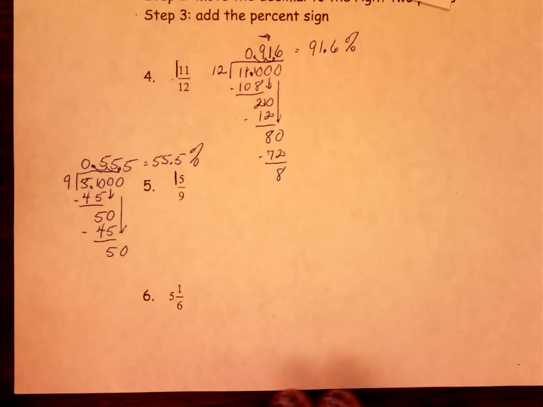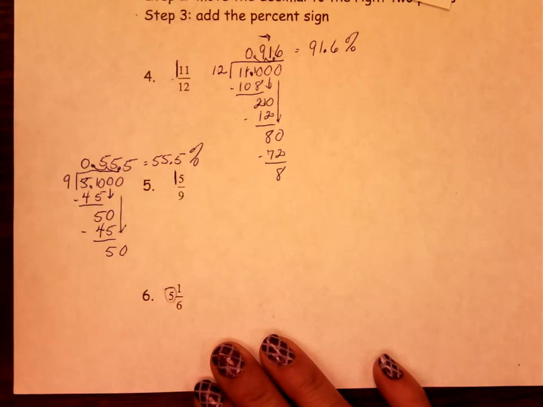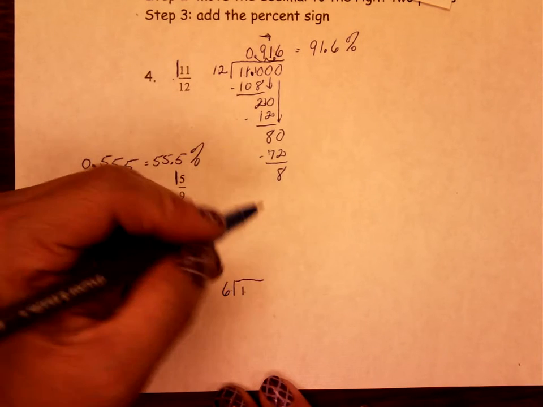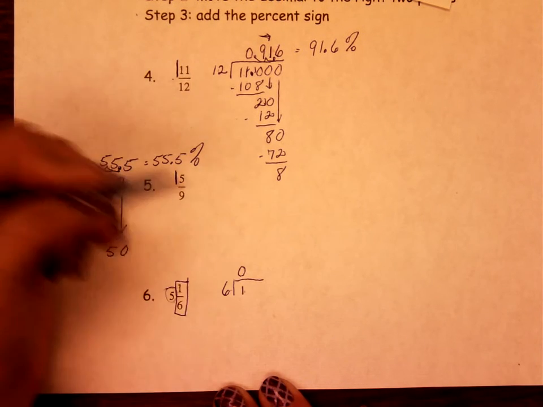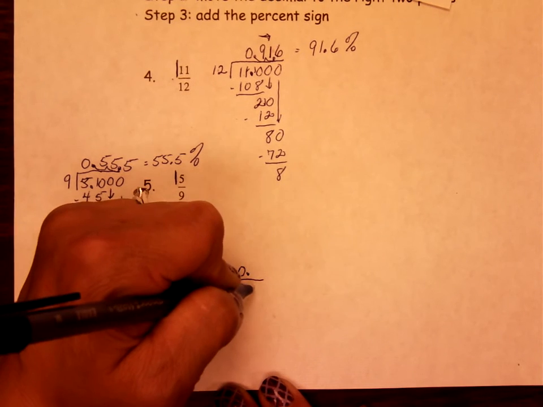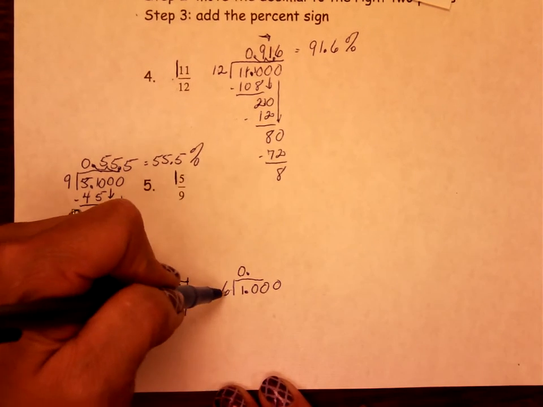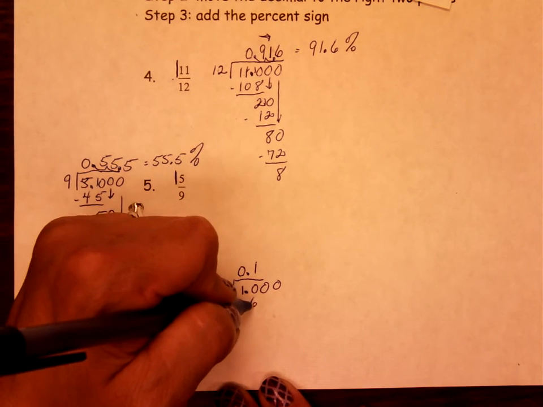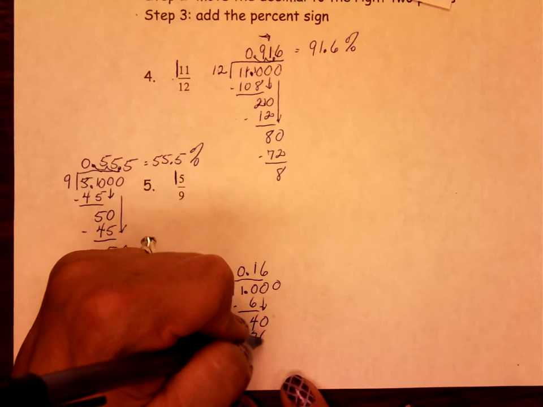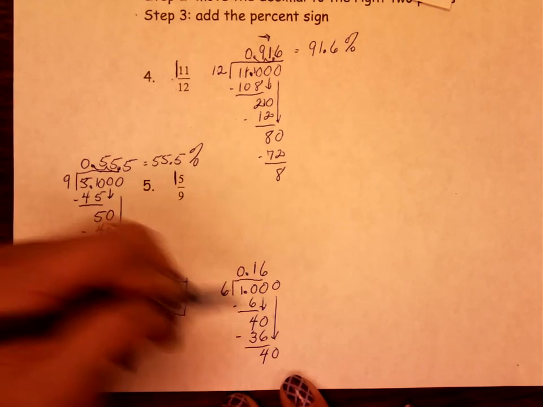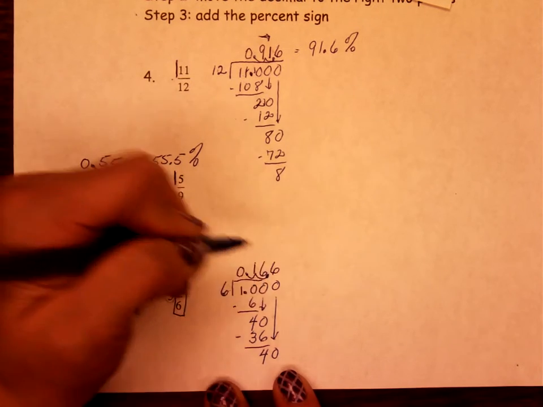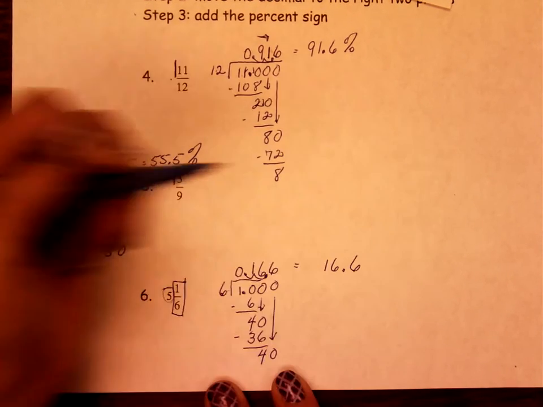Number 6 is a little bit different because it has a whole number. Think of this as not being here, and you're going to divide 1/6. So 1 is your dividend, 6 is your divisor. 6 doesn't go into 1, so you put that 0. Add the decimal and 3 zeros. 6 goes into 10 once, which is 6, subtract, and you get a 4. Bring down the next 0. 6 goes into 40 6 times, which is 36, subtract, and you get a 4. Bring down the last 0. 6 goes into 40 6 times. So you're going to bring the decimal over 2 places, and you get 16.6.